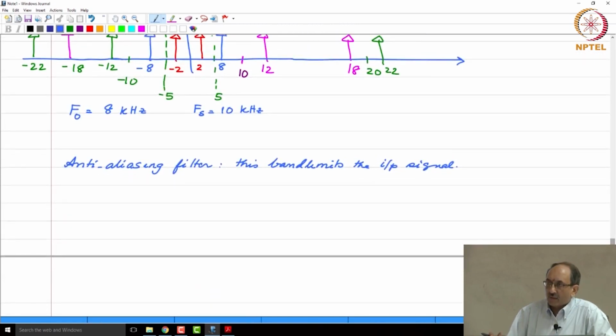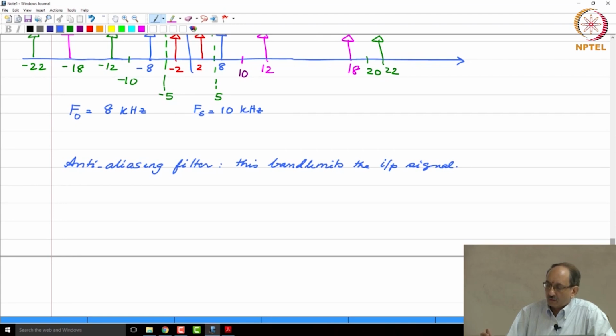Fortunately, all practical signals have a spectrum that falls off with increasing frequency, and hence if you put this band limiting filter and remove beyond a certain point, the information lost will not be too much of an issue. Perceptually, it may not matter much. You choose the band limiting filter high enough so that all the relevant information is captured.